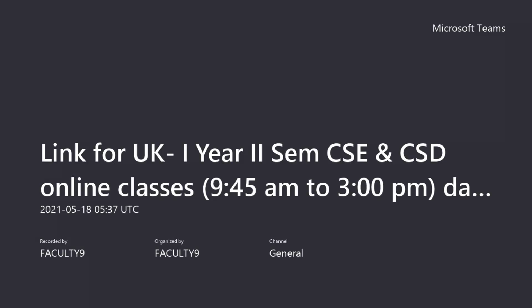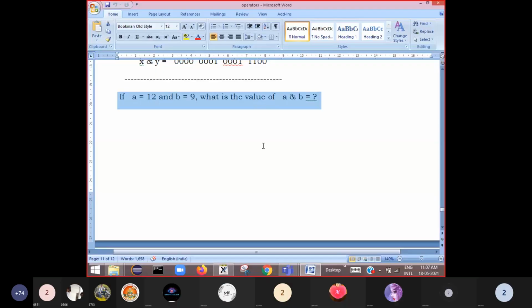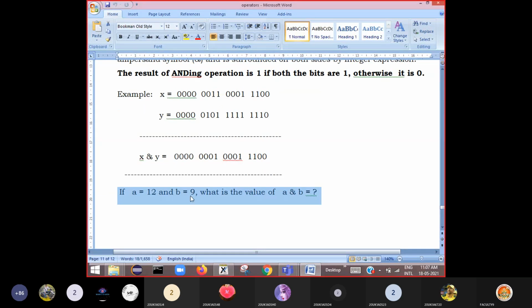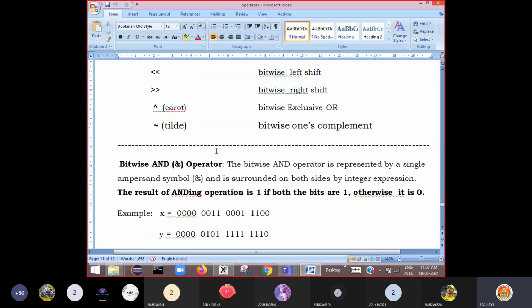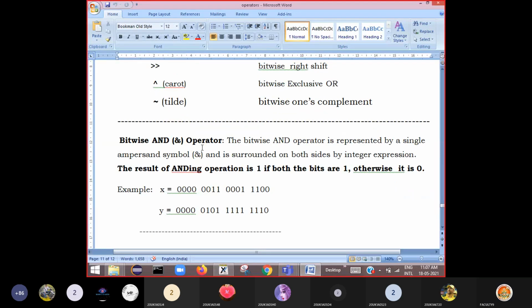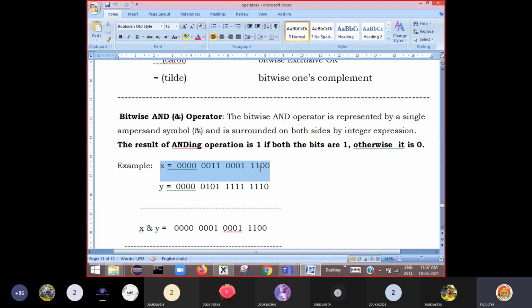Question asked yesterday. Okay, and bitwise AND operator, the example we have seen here. When both the bits are 1, the result is 1. In all other cases, it is 0.